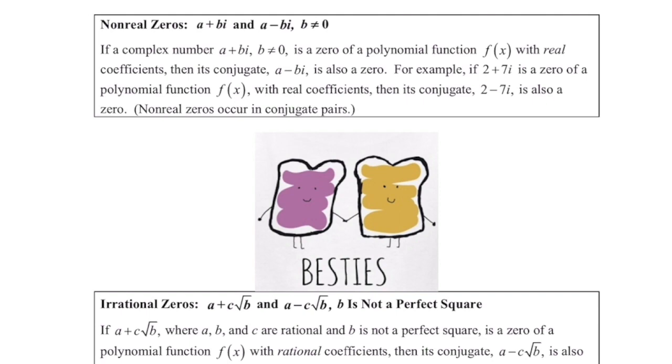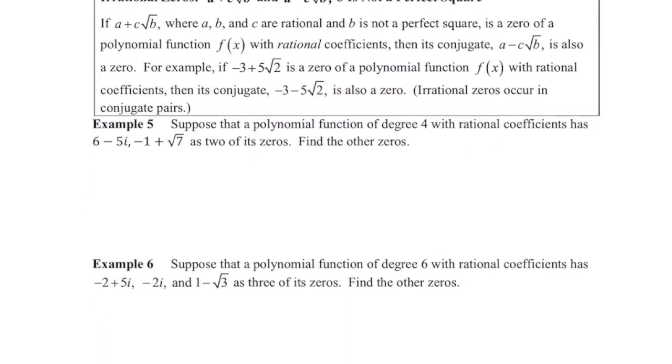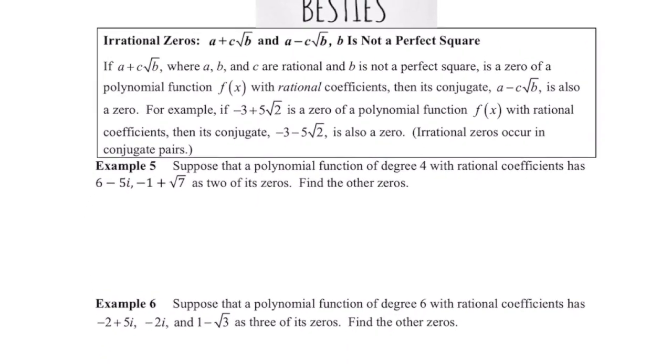The same is true with irrationals, also from the first page, that if we have a radical, they always come in pairs as well. So if we have negative 3 plus 5 square root 2, we will also have negative 3 minus 5 square root 2. So they always come in pairs.